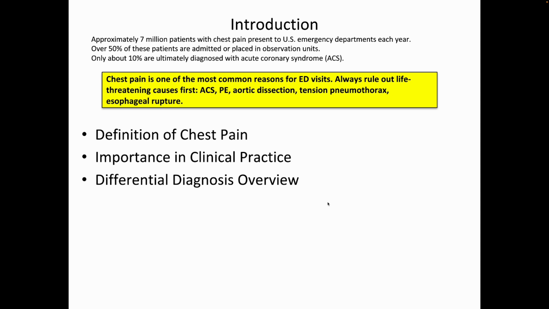So, introduction. Approximately 7 million patients within the US present with chest pain to the emergency department each year. Over 50% of these patients are admitted or placed in observation units, and only 10% are diagnosed with acute coronary syndrome. So, it is a very common presentation within the ED, and you always have to rule out life-threatening conditions first, such as acute coronary syndrome, pulmonary embolism, aortic dissection, tension pneumothorax, and esophageal rupture.